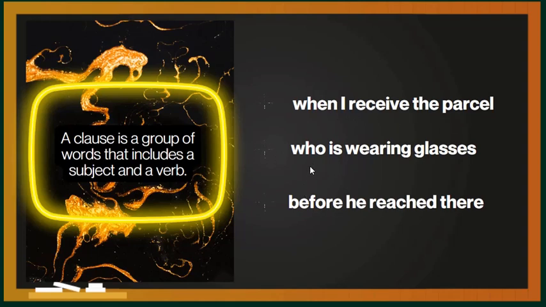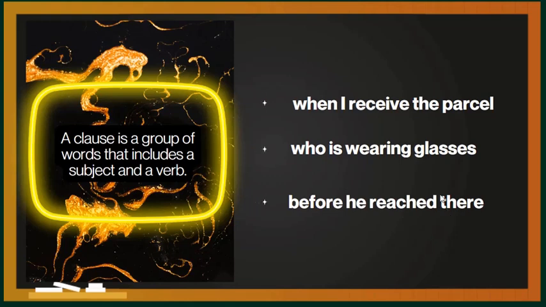In the second example, it's written, who is wearing glasses. Now, this who is the subject, is wearing is the verb, and because we have a subject and a verb, this group of words is a clause. In the next example, we have before he reached there. In this example as well, we have he as a subject and reached is a verb. So this group of words is also a clause.